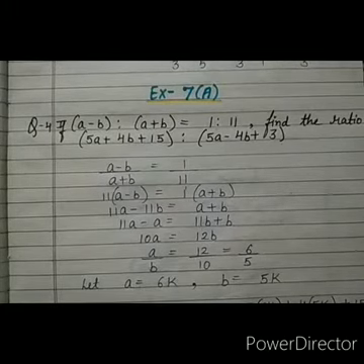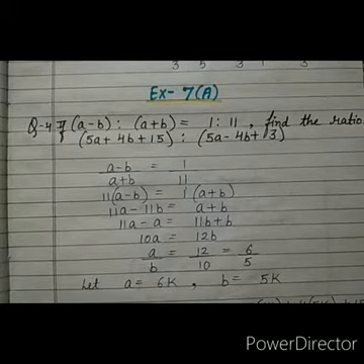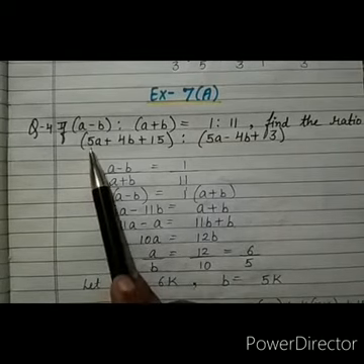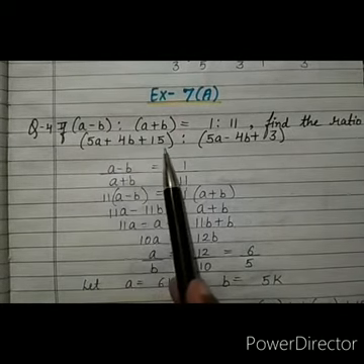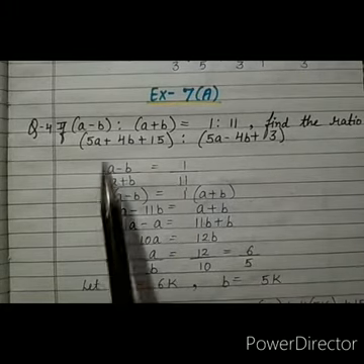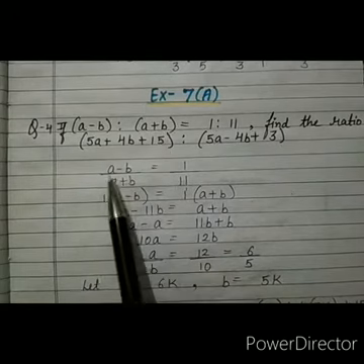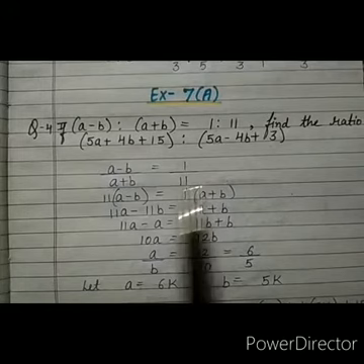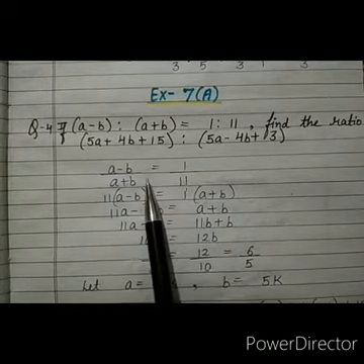Now let us take some questions of exercise 7a based on the concept which we have discussed. Now question number 4, and the question is, if a minus b is to a plus b is equals to 1 is to 11, find the ratio 5a plus 4b plus 15 is to 5a minus 4b plus 3. So in the question we have given the ratio between a minus b upon a plus b, which is equals to 1 upon 11. Solve it by cross multiplying each other.